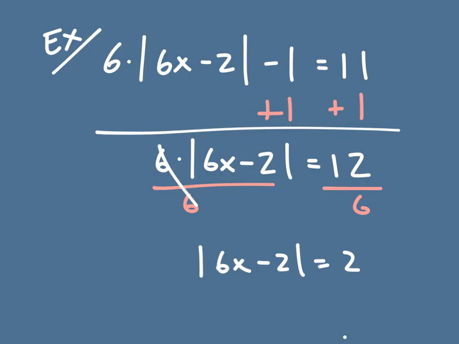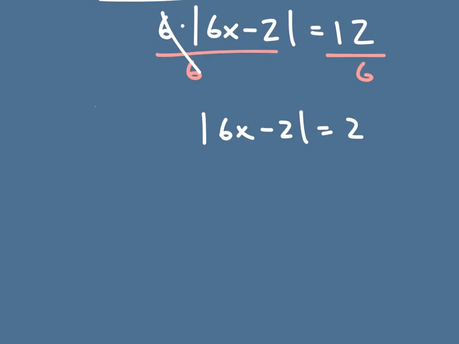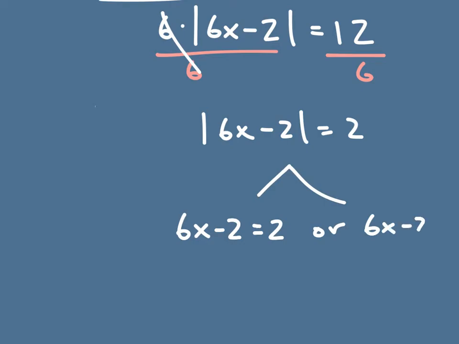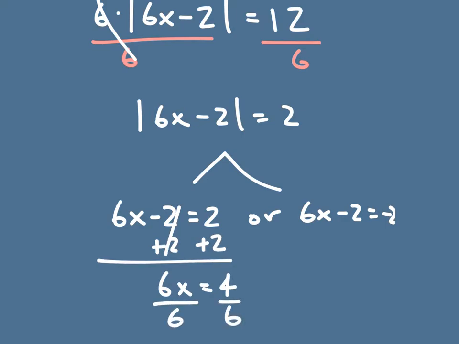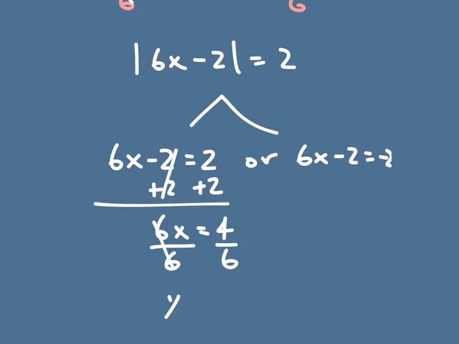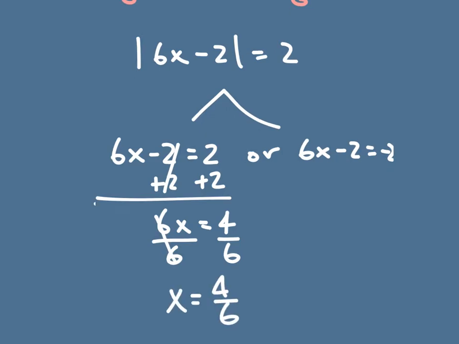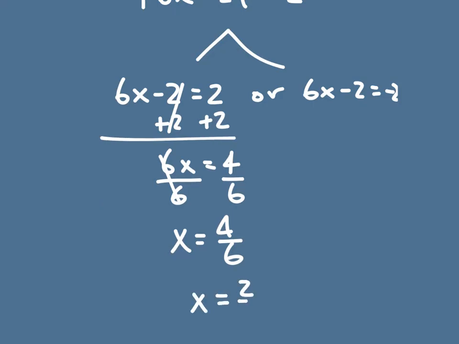And from here, we're back at that same step that we were at on that previous example, where now that we've isolated our absolute value, we can split this up into 2 different problems. 6x minus 2 is equal to 2, or 6x minus 2 equals negative 2. We want to solve each of these. So let's add 2 to both sides here, and we get that 6x is equal to 4. Divide by 6 on both sides, and so then we get that x is equal to 4/6. Each of those numbers is divisible by 2, so we can simplify that down into 2/3.